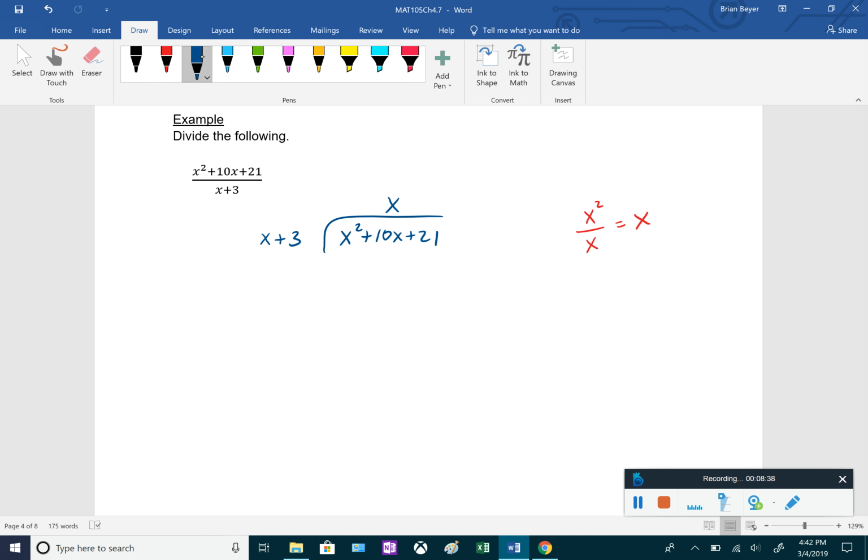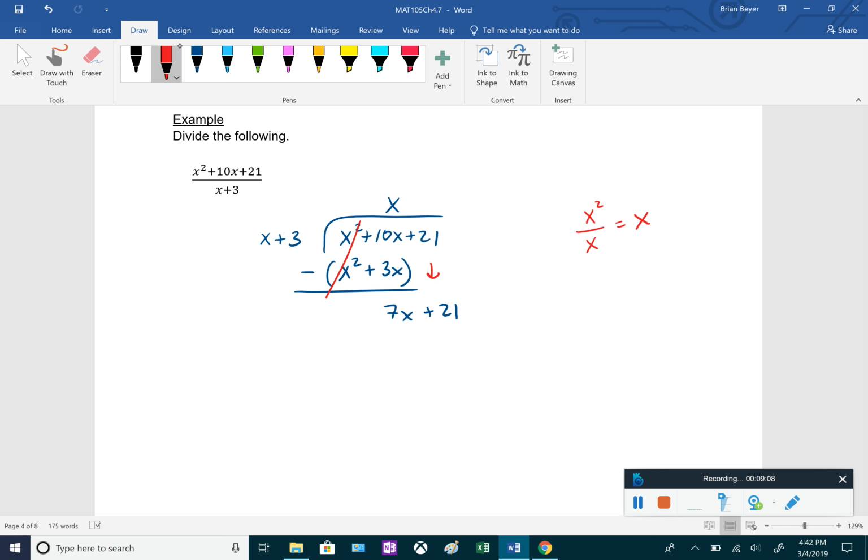Then we have to multiply the x by the divisor, x plus 3. So x times x plus 3 is x squared plus 3x. And we have to remember that we're subtracting it. So the x squareds cancel, which always should happen. 10x minus 3x, we're subtracting down the column. 10x minus 3x is 7x. And we bring down what we didn't use, and then we do it again.